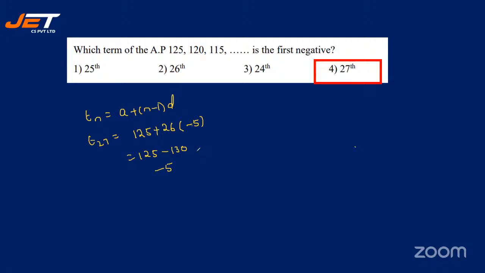If you want, you can also check it in T26. See, students, Tn is equal to, again, a plus n minus 1 into d. T26 is equal to 125 plus 25 into minus 5. 125 minus 5 5s are 25, 5 2s are 10, 11, 12. See, it is 0. So, definitely from T27 only the negative starts. Okay. Let me erase.